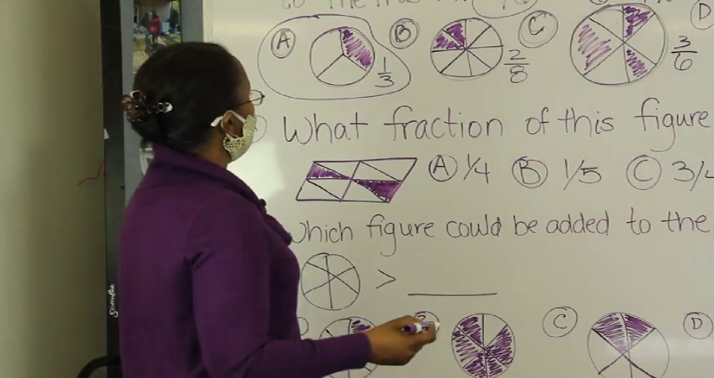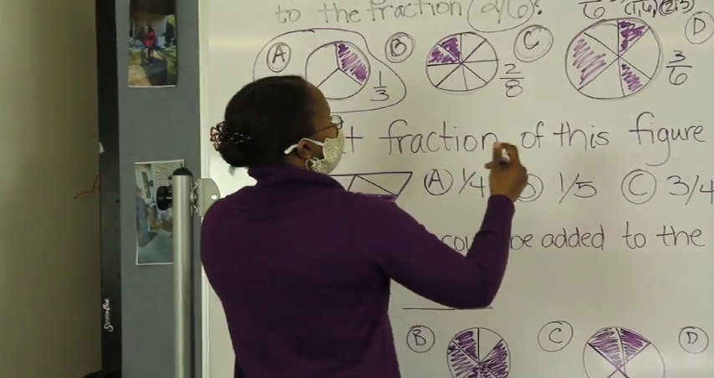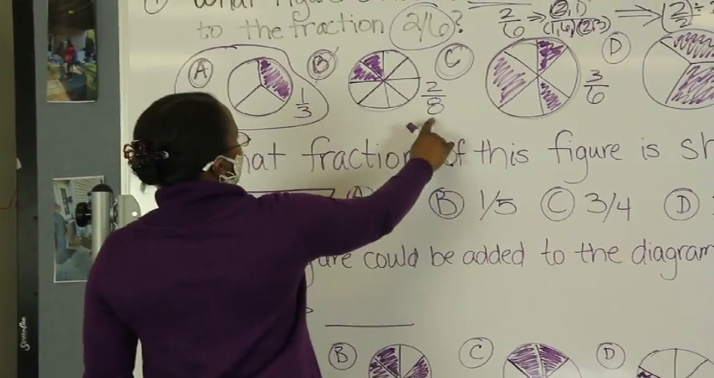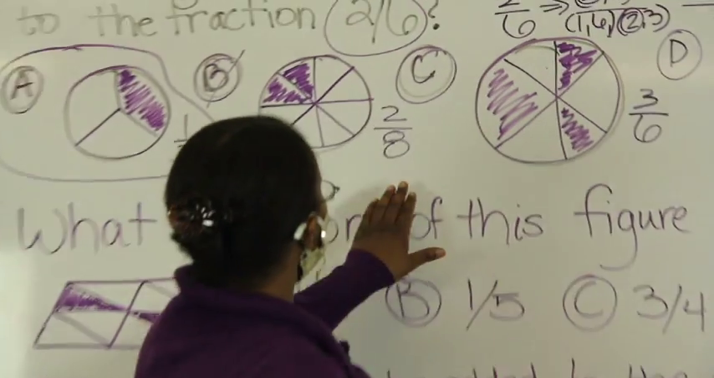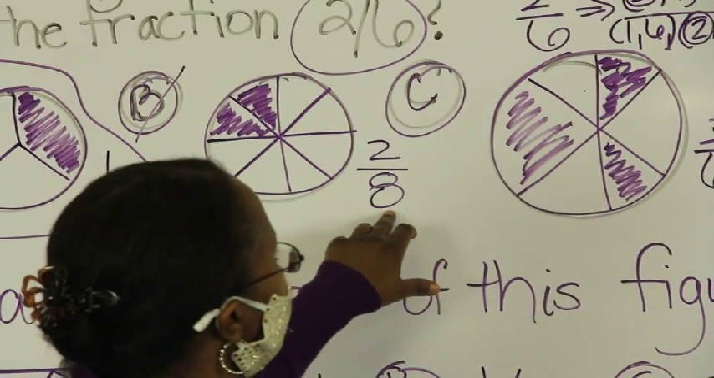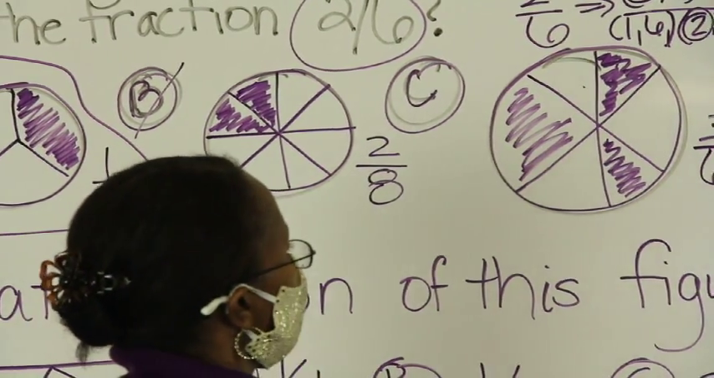You could have even, if you wanted to go through and mark things off, you could do that. You already knew that 2 over 8 is, the denominator is totally different from what you have, so that's not going to work.